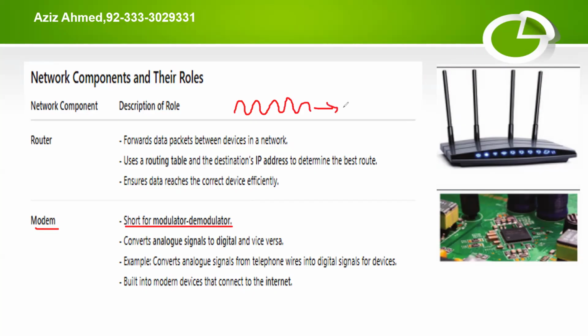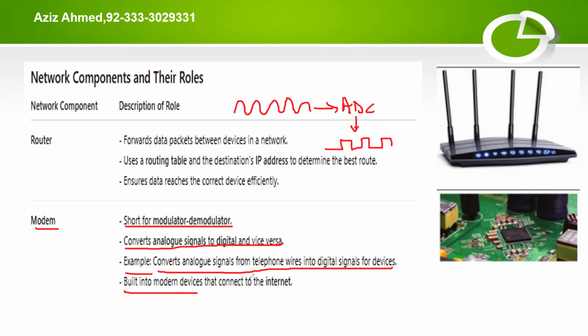When it is received by a computer, it should be passed through an ADC, an analog to digital converter. So modulation means analog to digital conversion, it converts into digital form. And demodulation means digital to analog. So it converts analog signal to digital and vice versa. Example, it converts analog signal from telephone wire into digital signal for devices, built into modem devices that connect to the internet.